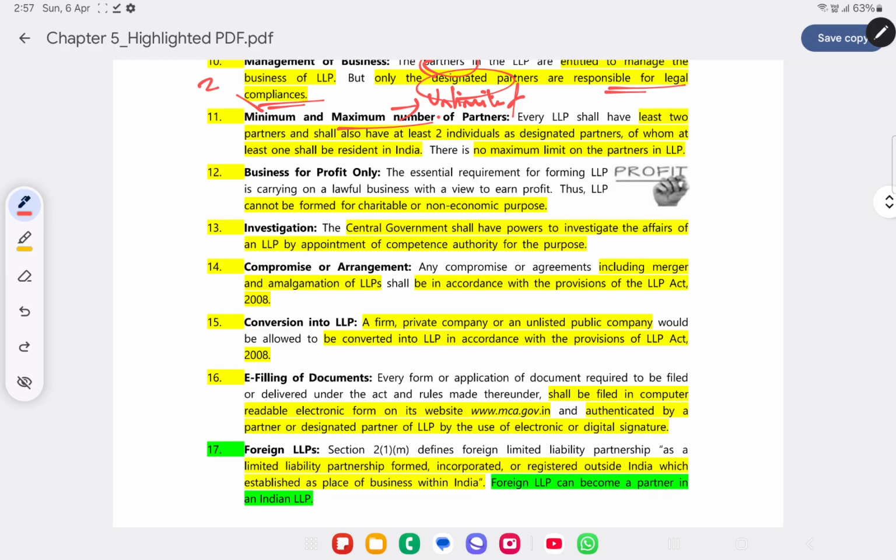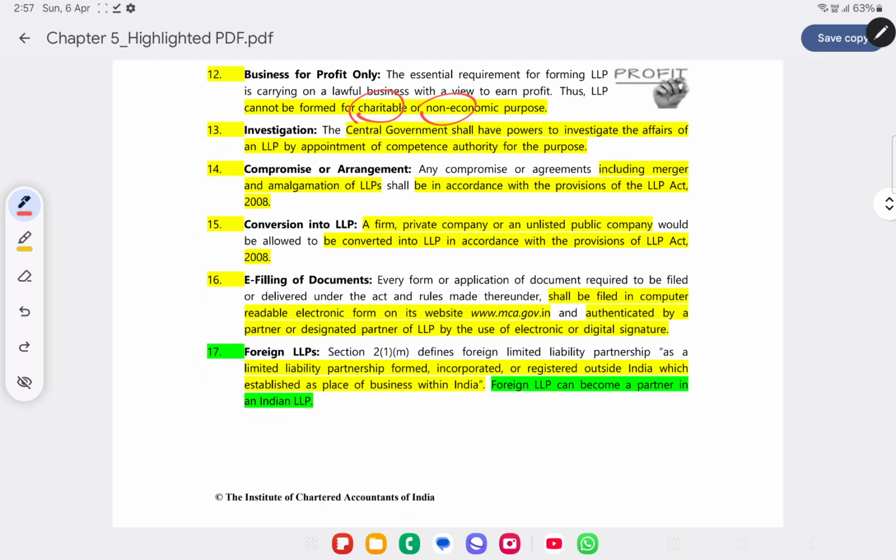So the minimum, there will have to be at least 2 partners and at least 2 designated partners, and it's a business for profit only. So basically, you can form LLP for profit only. You cannot form LLP for charitable or non-economic purposes. It cannot be formed for that purpose.